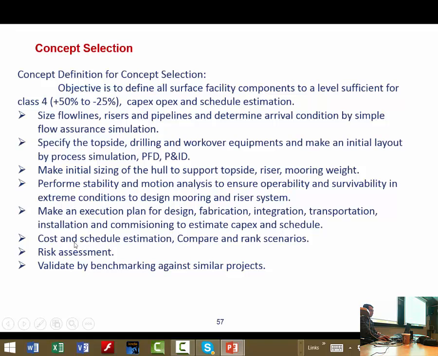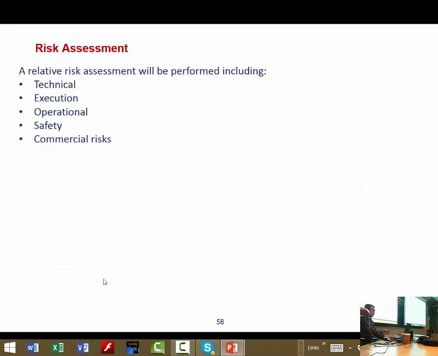And in this step also, you make a cost and a schedule estimation, and then you compare and rank the scenarios based on the available information. And also risk assessment is mandatory at the end. For the last step, to make a final decision, because even with the available information, cost estimation and time, maybe it is not possible to make a final decision, because maybe 3 concepts will pass your threshold and accept it. So then you make a risk assessment, and final concept is usually benchmarking or compared with the similar executed projects.